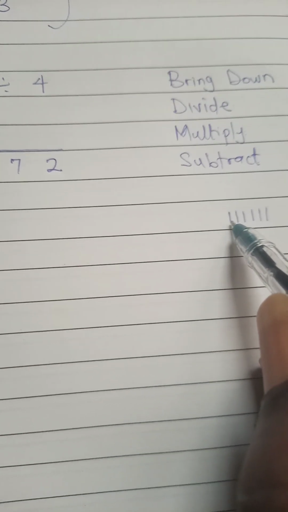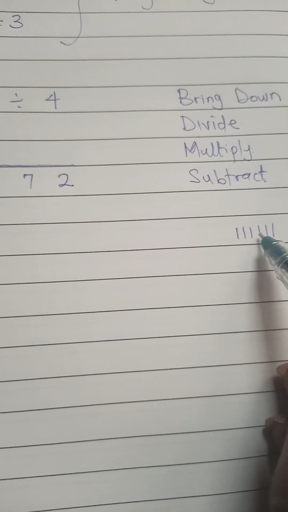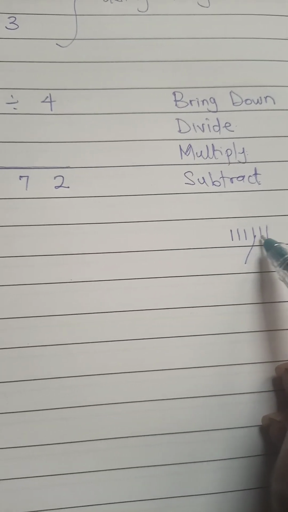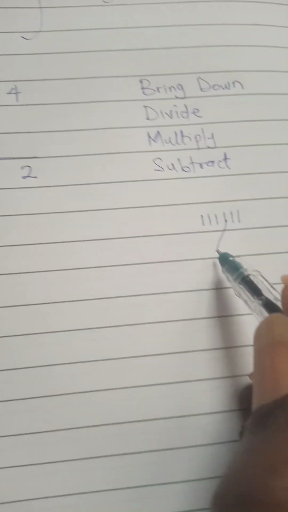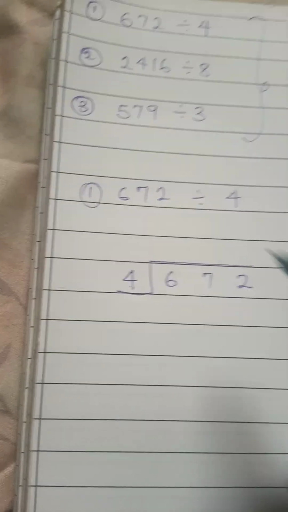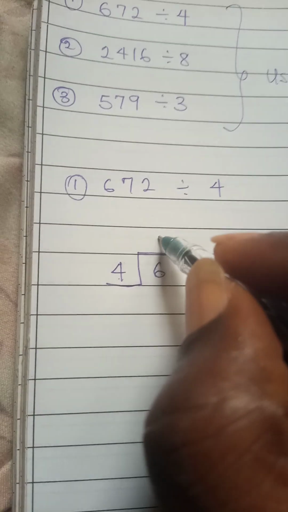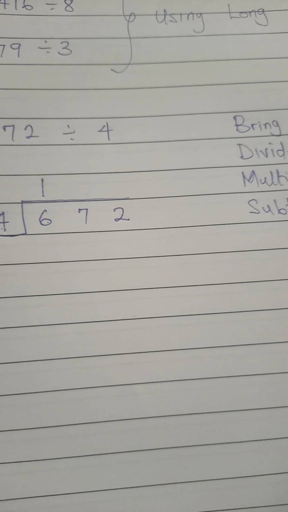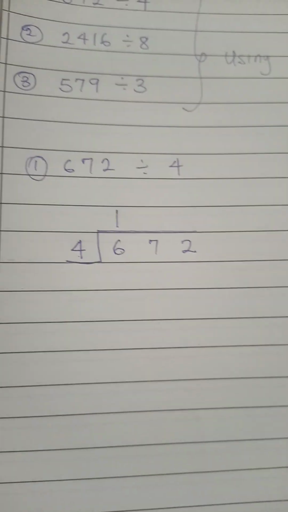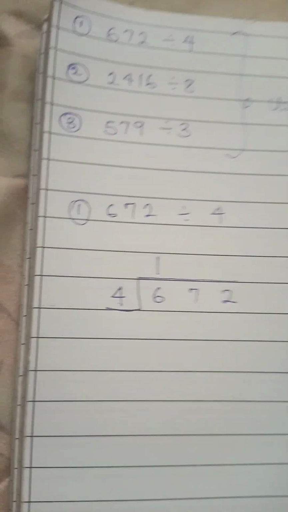Now, divide this by 4. 1, 2, 3, 4. So 1, 2. We cannot see another 4 again after that first 4. So we can only divide it once. So we come here, we write our 1 on top of the 6. Then we are left with 2. But in long division, we don't know about that. The next thing we do after we divide is we multiply.